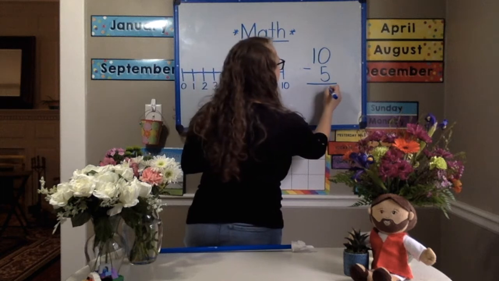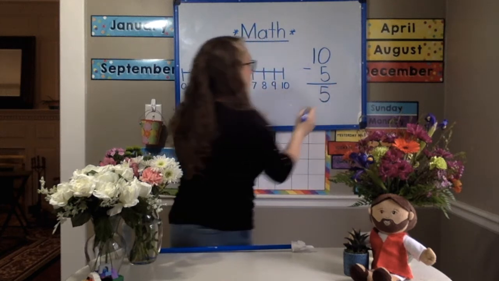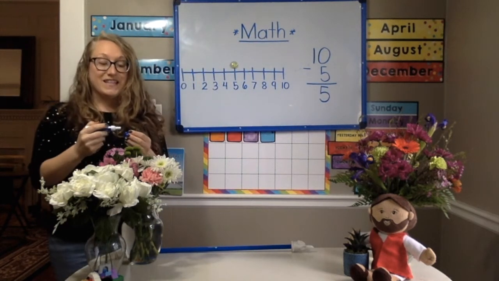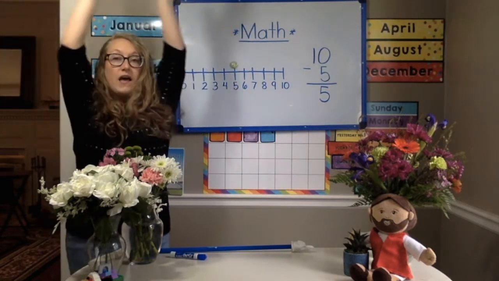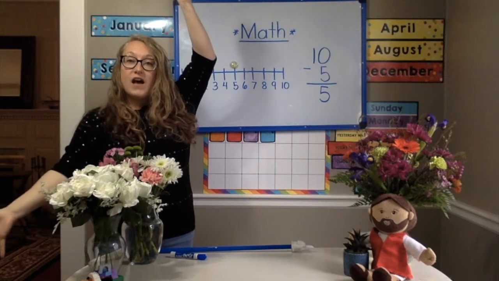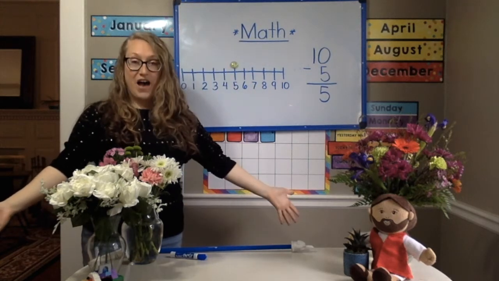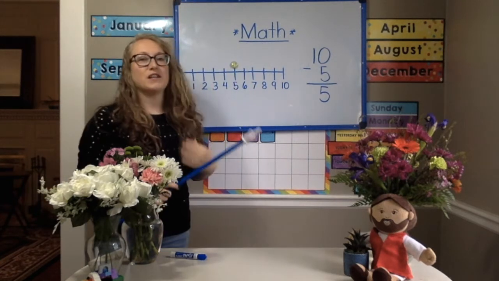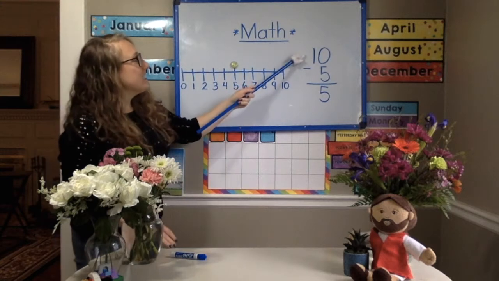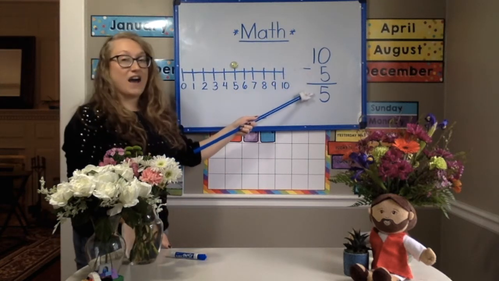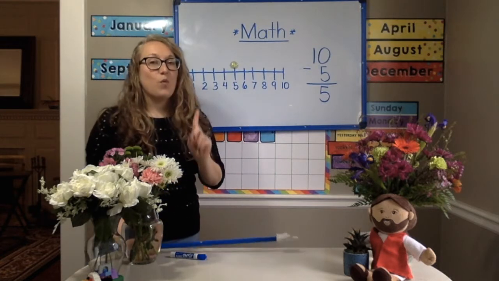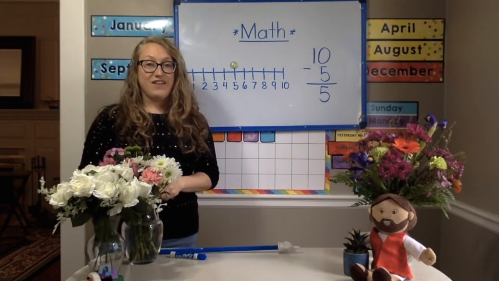We landed on 5, kindergarten. So we have the number 10 and we took away 5 and now we have 5 left. Would you please read the subtraction problem with me? 10 minus 5 equals 5. Good job, kindergarten. Let's do one more problem together.